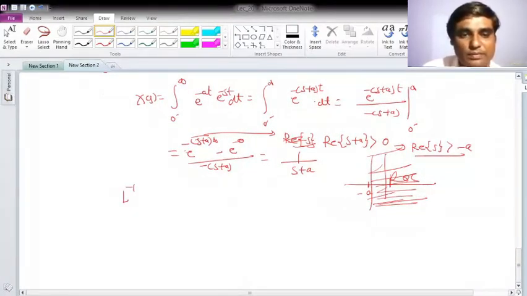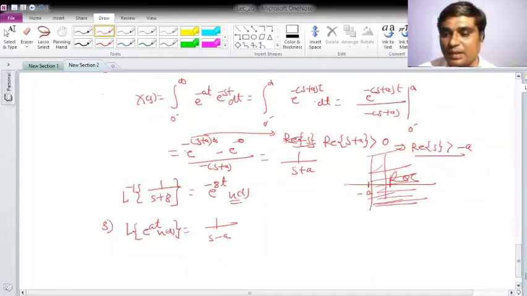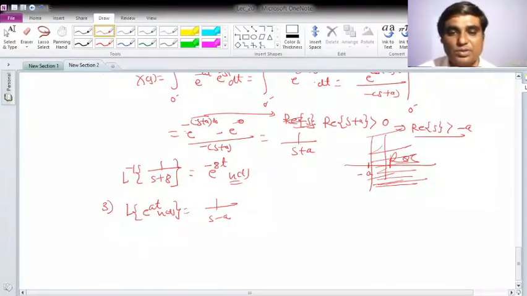In the same way, if I would like to find the Laplace inverse of 1 over s plus a, you can quickly write it will be e raised to minus at into u of t. Remember, u of t always has to be there, because it starts from 0 negative to infinity. Now if I would like to find the Laplace transform of e raised to at u of t, again you get 1 over s minus a, and the Laplace inverse of 1 over s minus a will be e raised to at u of t.